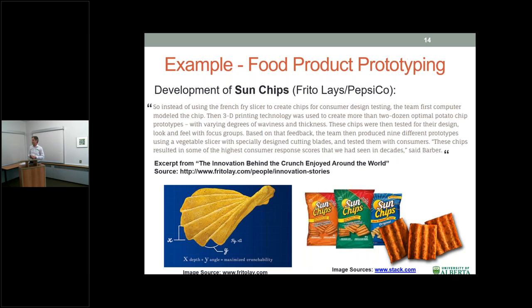A couple of case studies to end this thing off. So Frito-Lay's, who developed Sun Chips, actually used 3D food printing to try to design the waviness of their chips. So if you read that, they went through 9 different prototypes with the vegetable slicer, but they did 24 screening tests by creating different style, different geometries of the chip. They were looking for a certain crunch. So it was a very intriguing application where they used a 3D printer to do this.